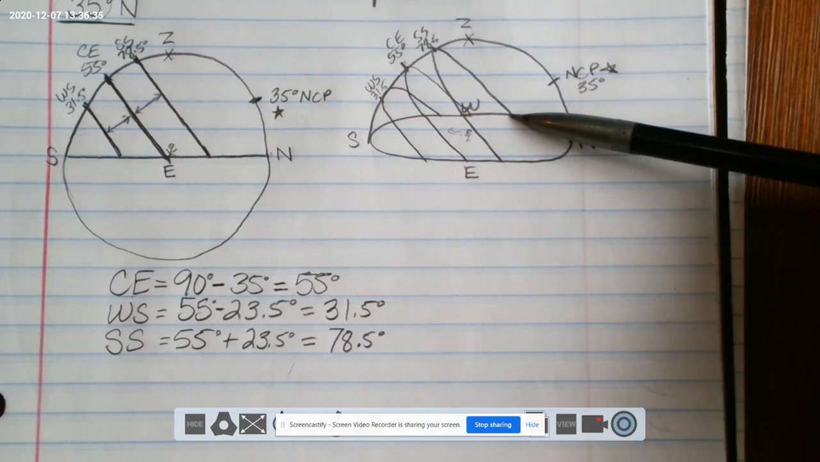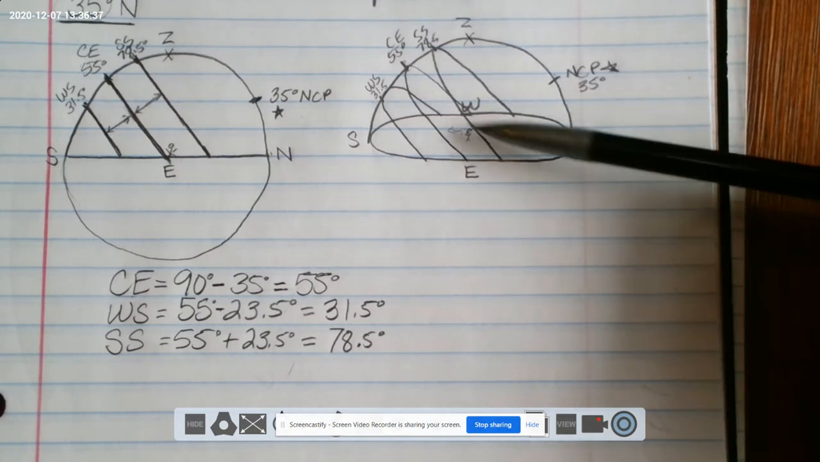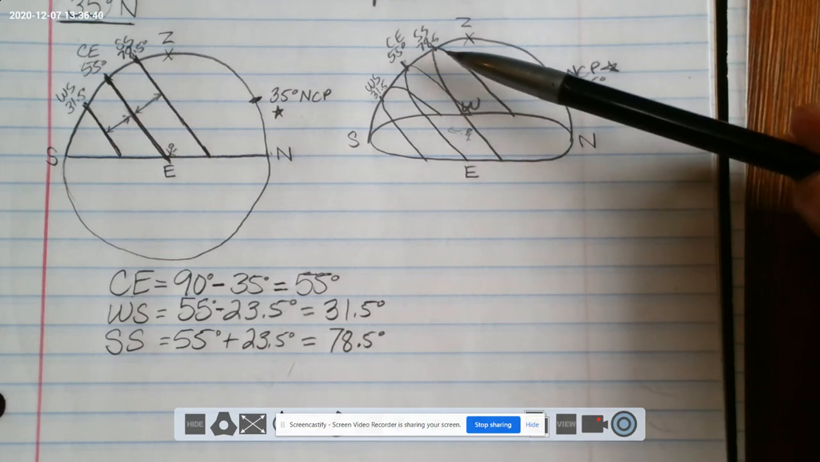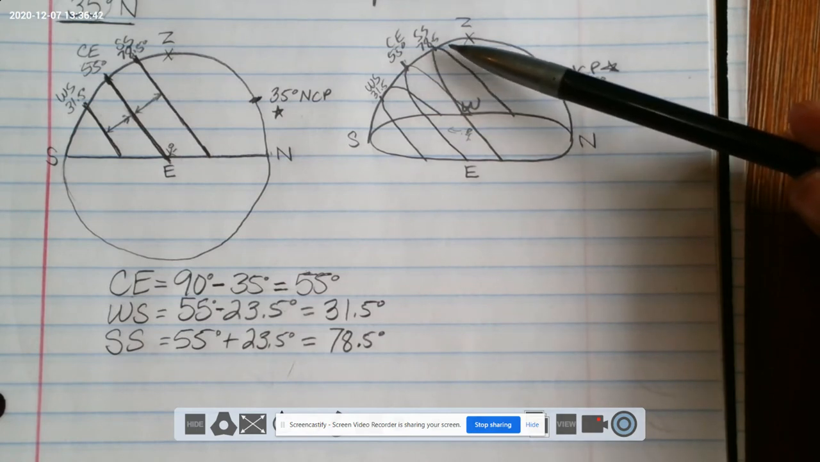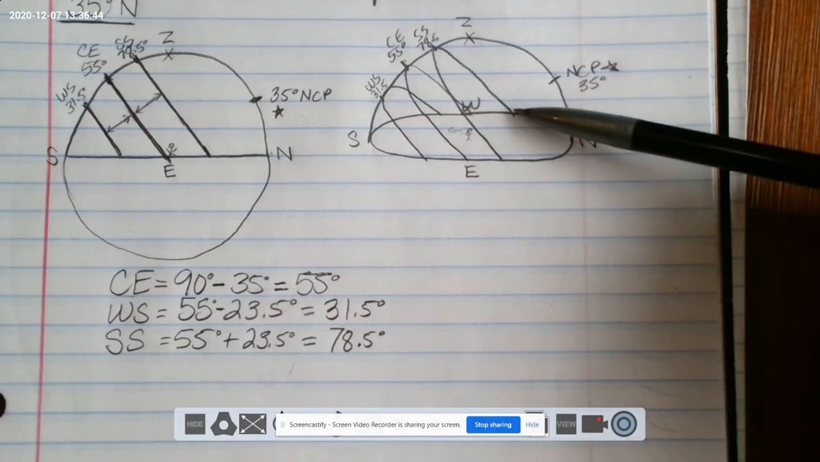So that means that the path of the sun is much longer, hence the longest day of the year. And it's going to be higher in the sky, giving us more direct solar radiation.